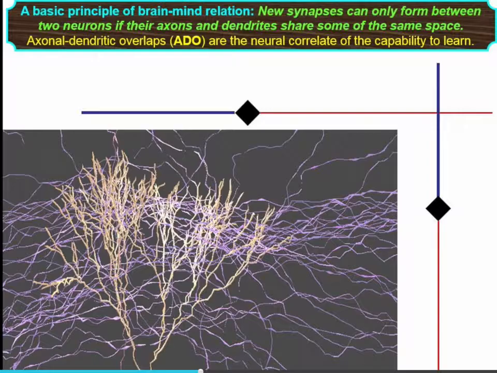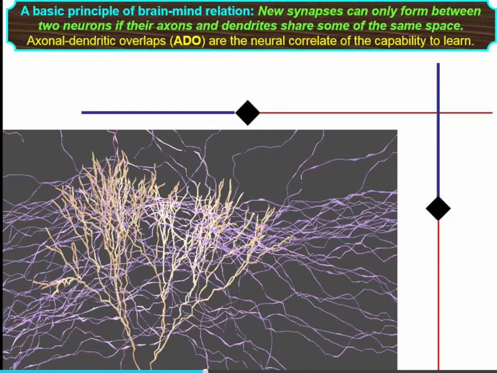So the theory of this is actually something that I put forward a few years ago. I first tried to explain this at a Krasnow seminar many years ago. It's what I call a basic principle, but a new principle in the sense that it's neither a majority nor a minority view. It's just my own speculation here. Basically, the overlap between axons and dendrites is the neural correlate of the capability to learn.